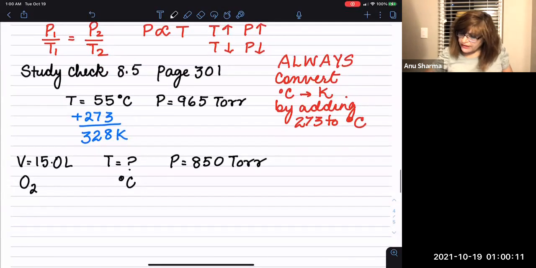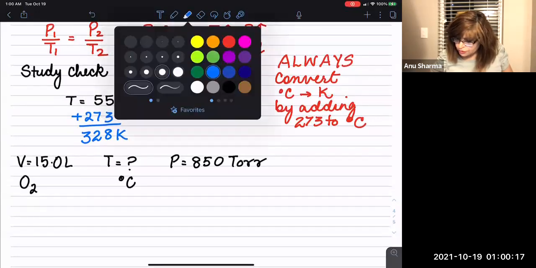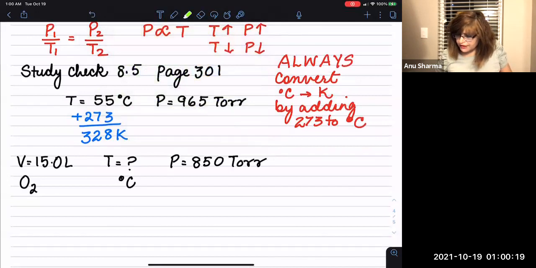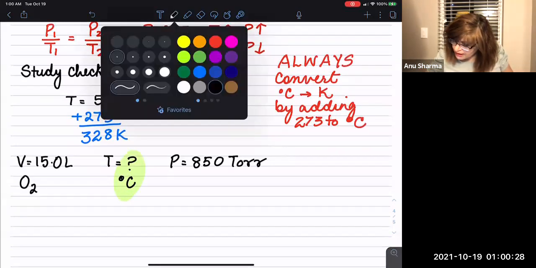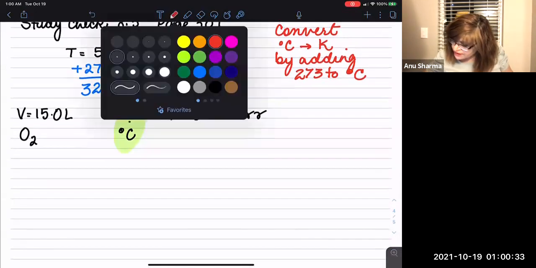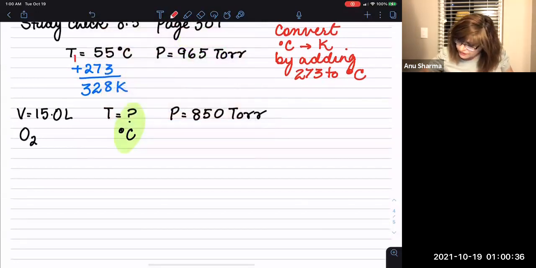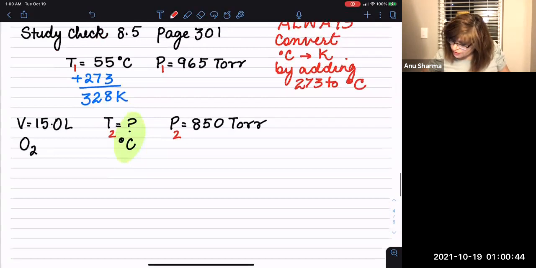So now, we will still do the conversion, but we will convert it back to degrees Celsius, because that's what they want. Okay, so let's do this. Here we need to find the temperature. This is T1 and P1, and this is T2 and P2. So here we need to find T2. So P1 over T1 is equal to P2 over T2.